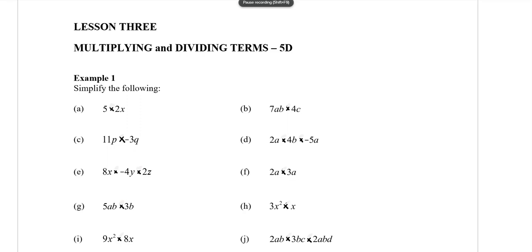Hello Year 8. The next thing we're going to do is look at multiplying and dividing terms with algebra. So last lesson we learned about adding and subtracting, and we learned that we had to have like terms before we could add or subtract things. But when you're multiplying and dividing, you can multiply any terms together. All you need to do is multiply the numbers and collect up the letters.